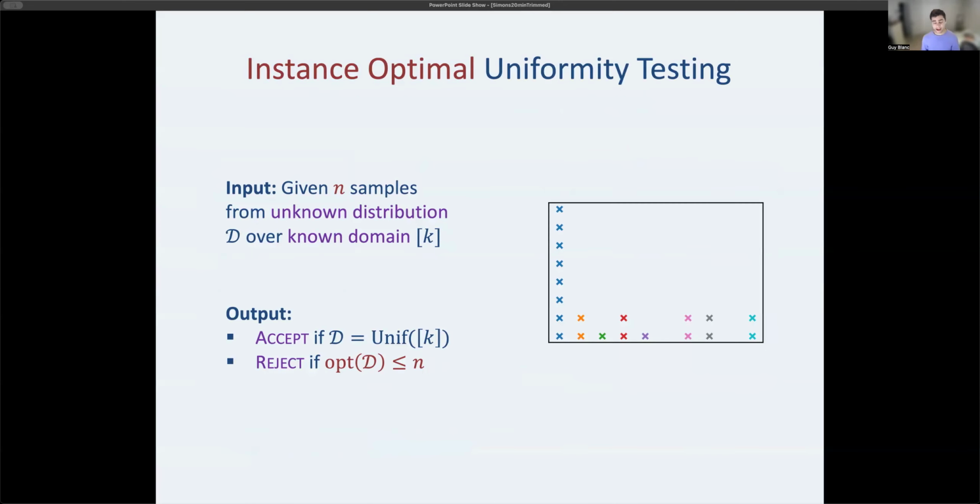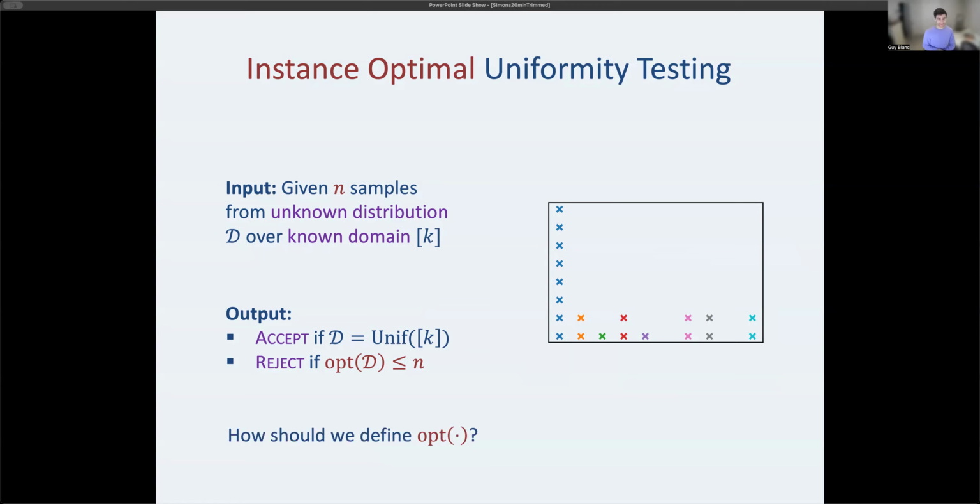So what we want is some notion of instance optimal uniformity testing. Our accept condition is unchanged. We still want to accept if the distribution is actually uniform. But we now want our reject condition to be a little bit more fine-tuned to the particular distribution we're looking at. We want some notion of opt capturing how easy it is to distinguish a D from uniform. And we want to reject using essentially opt samples, the minimum number of samples for the particular distribution D we happen to be testing, even if we don't know what it is.